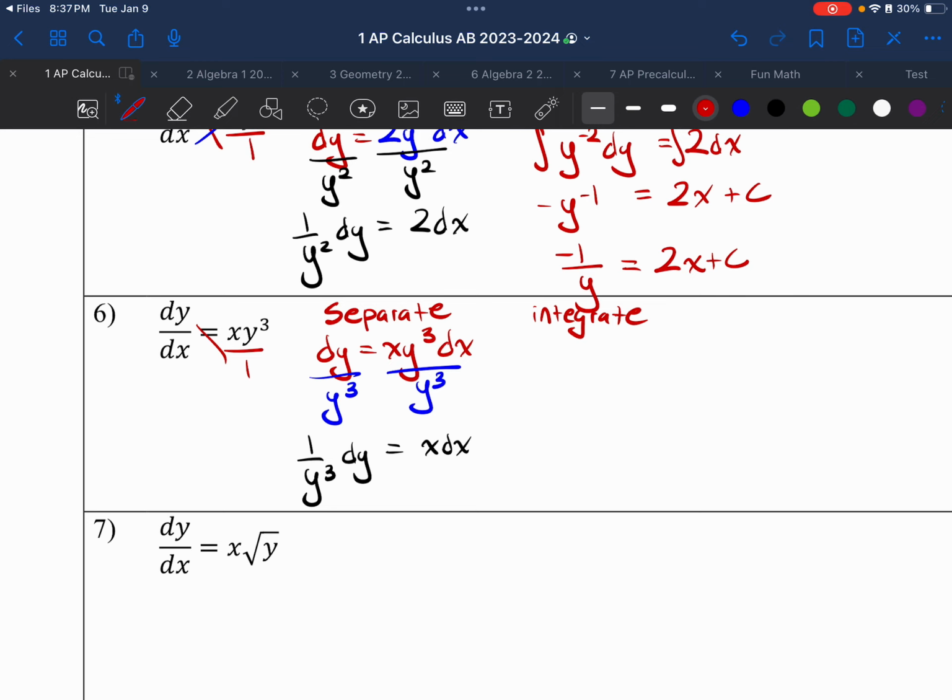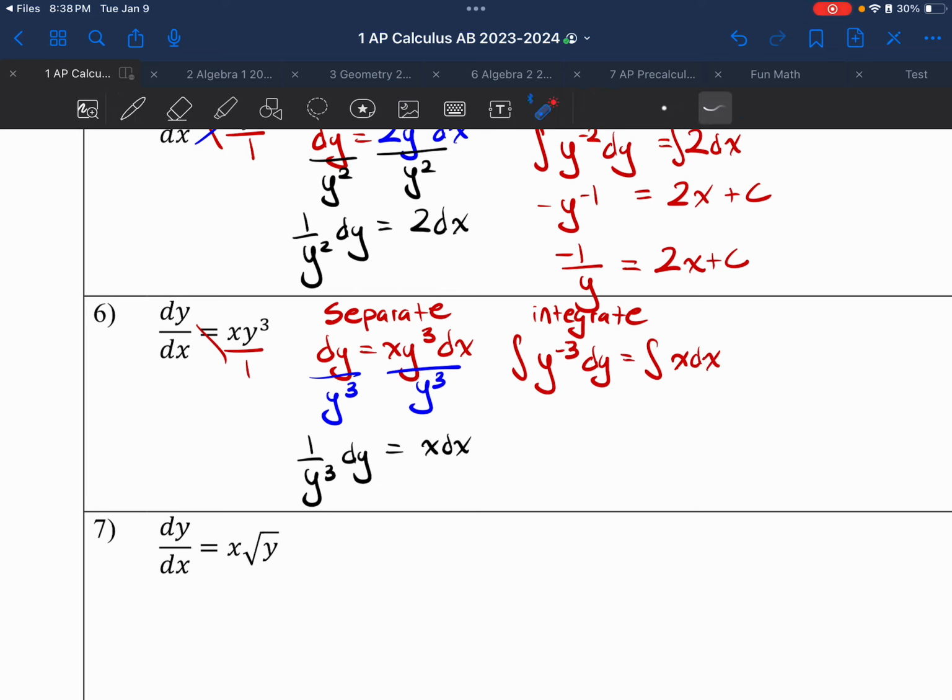For our integration, we are going to just slap on the integral. I'm not going to rewrite this because I know that whenever I have a power of 1, then it's going to be log house, but whenever it's other powers, I typically want to rewrite it in its negative exponent form. So it's going to be y to the negative 3 dy. It's going to be equal to the integral of x dx.